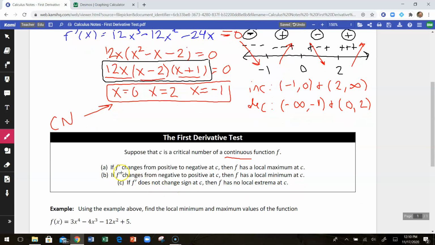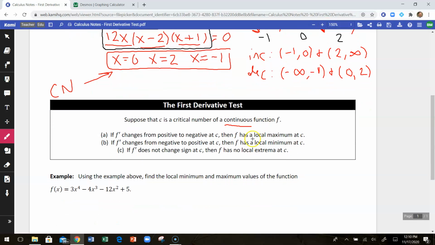Conversely, if f prime goes from a negative to a positive, then we're going to have a local minimum. So at -1 here, I'll go from a negative to a positive. I'm going to have a local minimum there. And then if f prime does not change sign at c, then there's going to be no local max or local min there. So if I had a couple of increasings in a row, I can't say that if I go from increasing to increasing, I'm going to have a local max or a local min there. That's not going to happen.